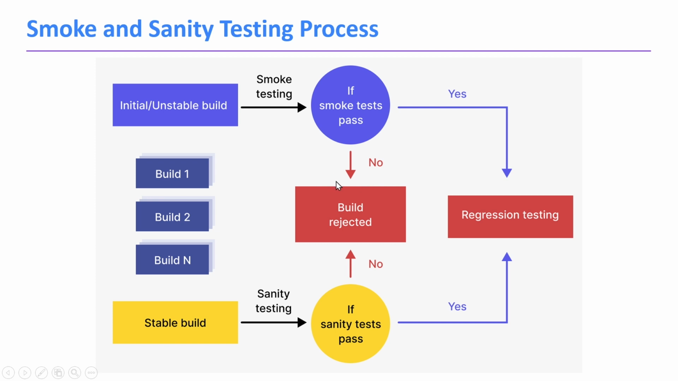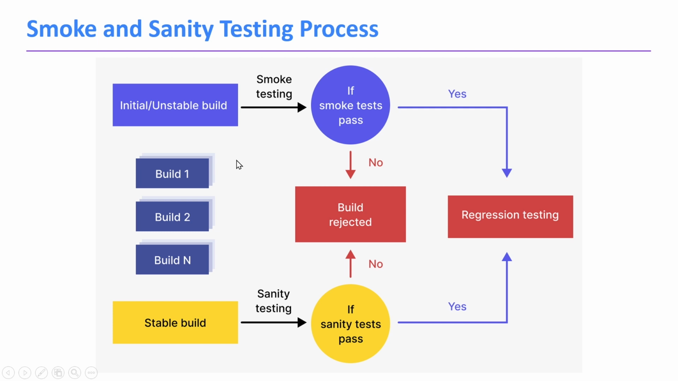Then the developer will fix that and release a new build. Again on the new build, we do the smoke testing to check whether the basic or critical functionalities are working or not. If everything is working fine, then we go for regression testing. If that is not working, then we will reject the build. This process continues until the build gets stable.